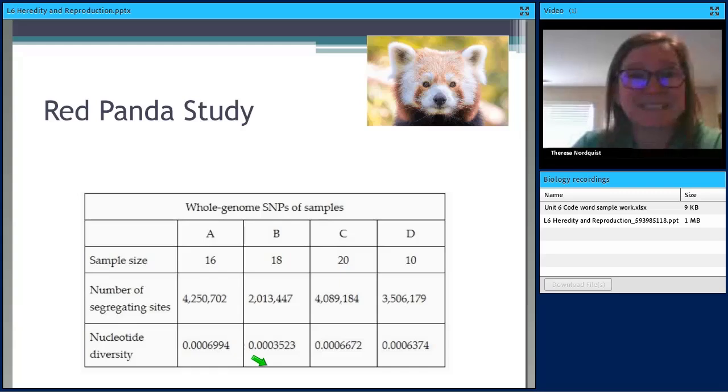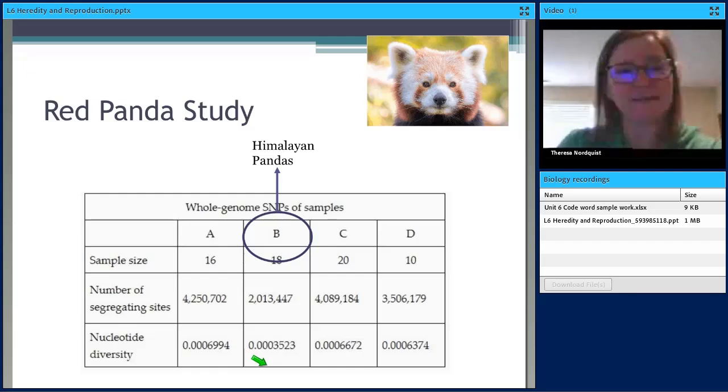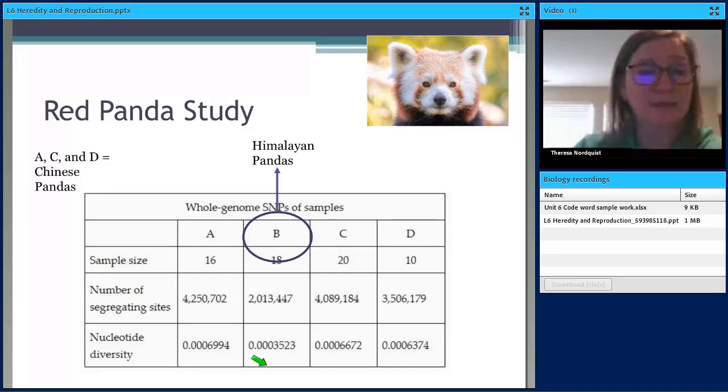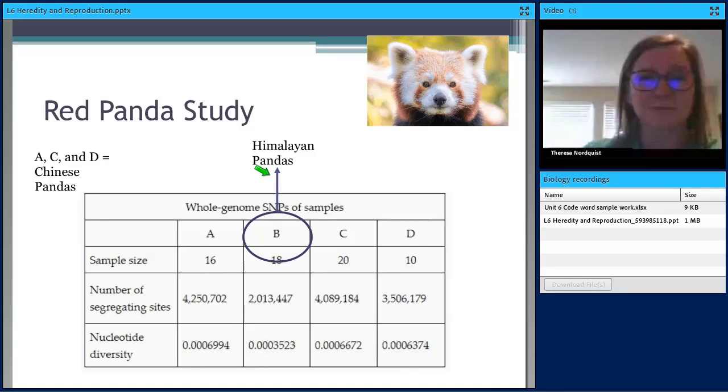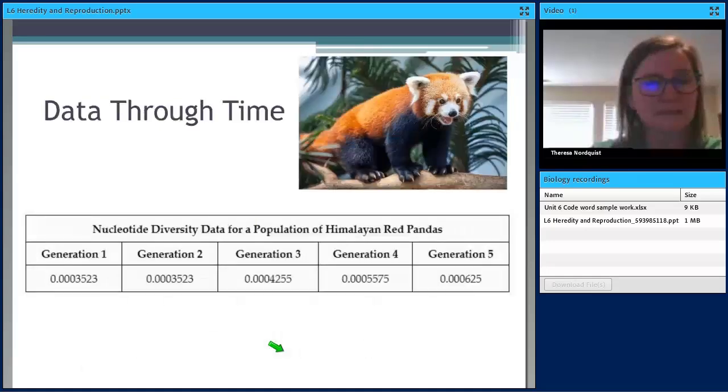Genetic diversity can show you that there are different species, and there are different rules to make them different species besides genetic diversity, but they're calling this population B the Himalayan pandas, and the other three the Chinese pandas. It does say that the Chinese pandas have had more environmental issues, and that's why there's more genetic diversity. Again, not true, where the Himalayan pandas have been very stable, their populations have been very stable, and so there isn't much genetic diversity. Again, not true. These numbers are obviously made up.